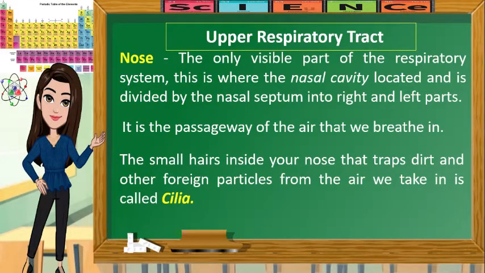Upper respiratory tract. The first one is the nose, the only visible part of the respiratory system. This is where the nasal cavity is located, and it is divided by the nasal septum into right and left parts. It is the passageway of the air that we breathe in. The small hairs inside your nose that trap dirt and other foreign particles from the air we take in are called cilia.